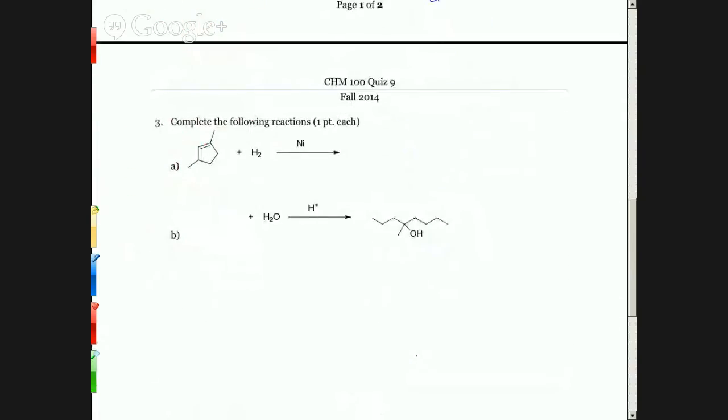All right, and then completing some reactions. We have hydrogenation first and then hydration second. So the hydrogenation will add hydrogen across this double bond, so here and here, which makes for that structure.